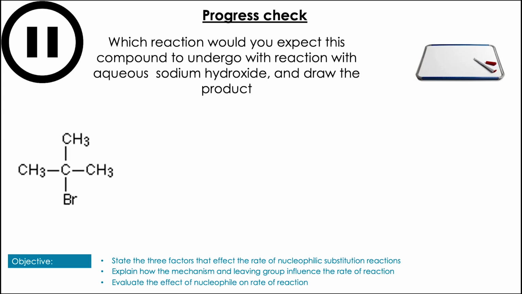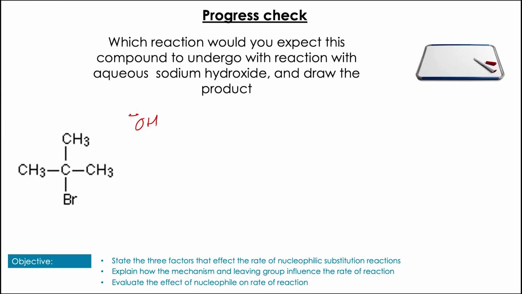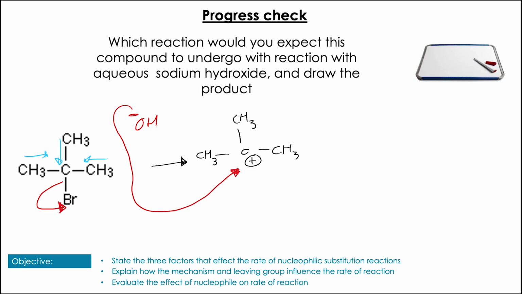Pop 'em up! So in this compound here, we have a tertiary halogenoalkane. That means we're going to have lots of stabilizing groups if the bromine was to leave us an intermediate carbocation. So we're going to favor that formation because of the positive inductive effect, and therefore it looks as though we're going to have an SN1 reaction, which is going to form our tertiary alcohol.